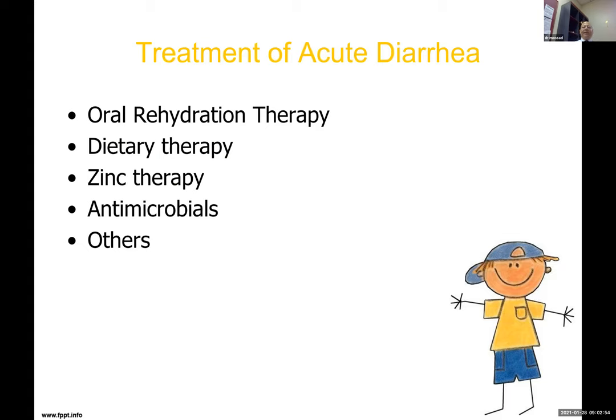Treatment, fluids, because the patient is losing fluid, but this cannot be water, because the patient, either vomiting or with diarrhea, is passing the water and the electrolytes. So the best is oral rehydration therapy, also dietary therapy. Sometimes we need to add zinc or antimicrobials.